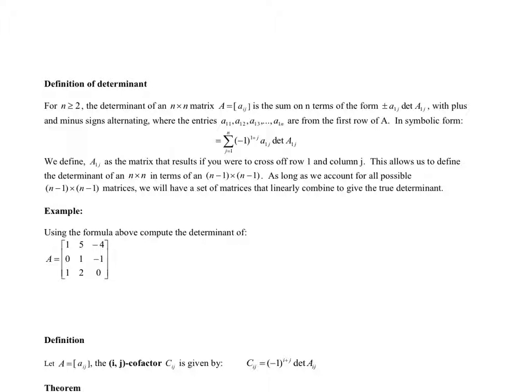So what I'm going to do here is work through row 1, and we're going to create what are known as cofactors, based off of the elements of row 1. And again, as long as we account for all possible n minus 1 by n minus 1 matrices, we'll have a set of matrices that linearly combine to give the true determinant. There we go.